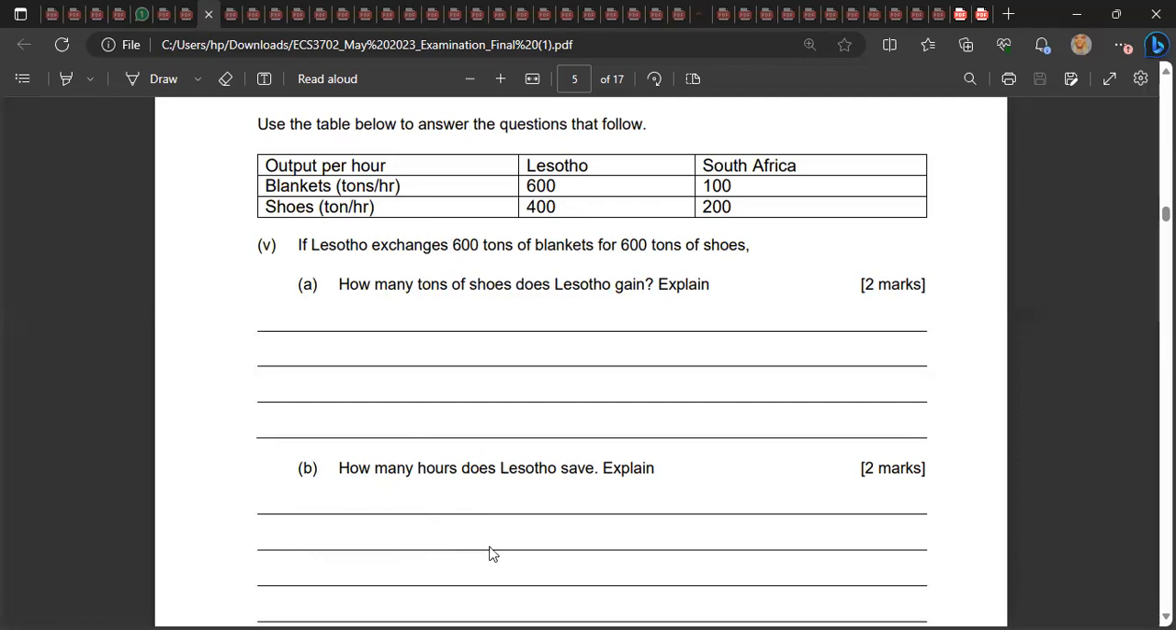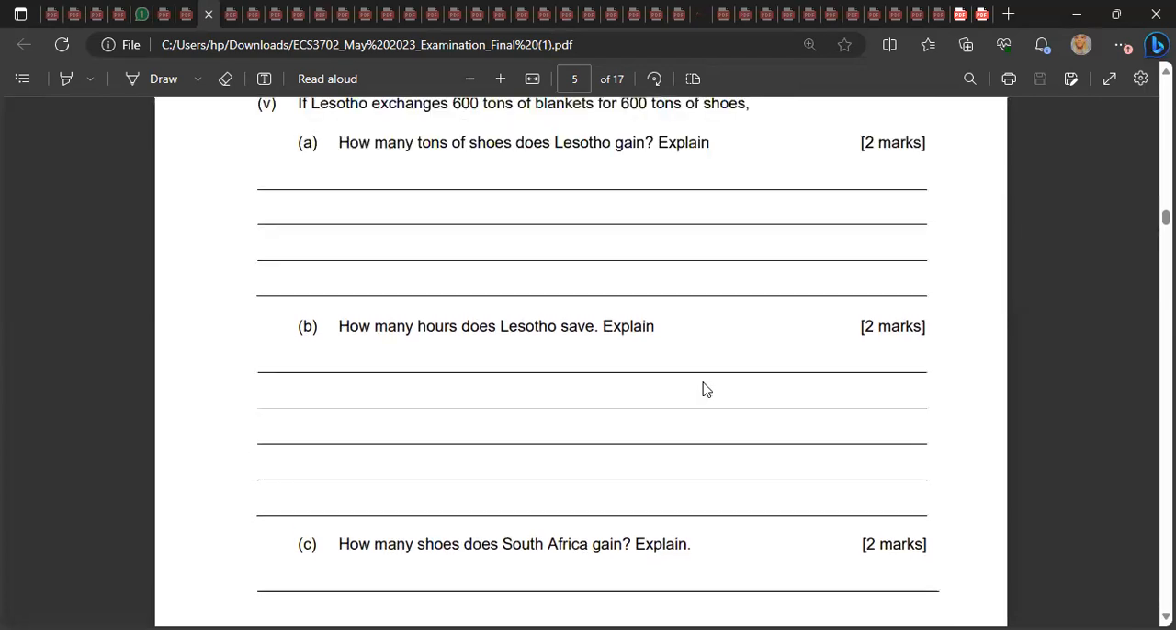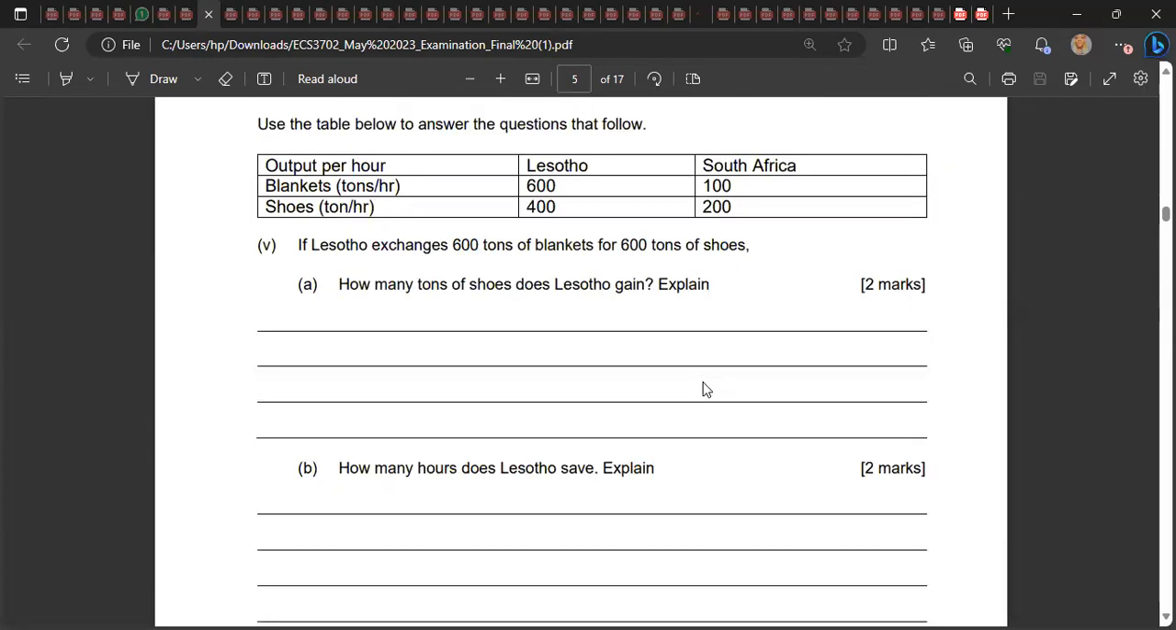But you want to show the working, right? You obviously want to show the working. It's going to be 200 divided by 400 times an hour. So that should give you half an hour. And then how many shoes does South Africa gain? Right, then we go back to see now how many shoes South Africa gains.